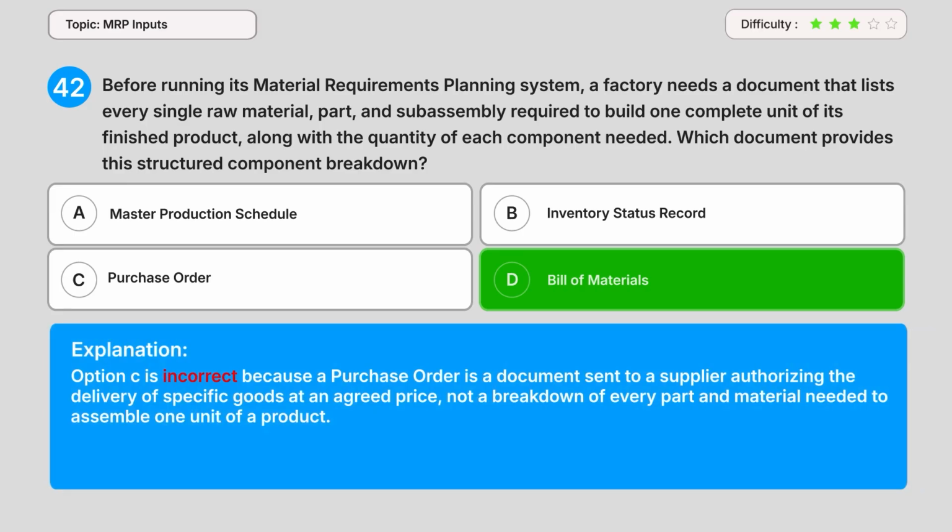Option C is incorrect because a purchase order is a document sent to a supplier authorizing the delivery of specific goods at an agreed price, not a breakdown of every part and material needed to assemble one unit of a product.